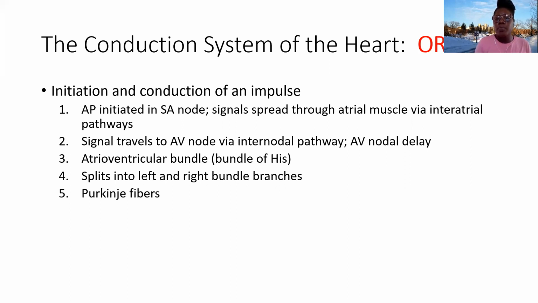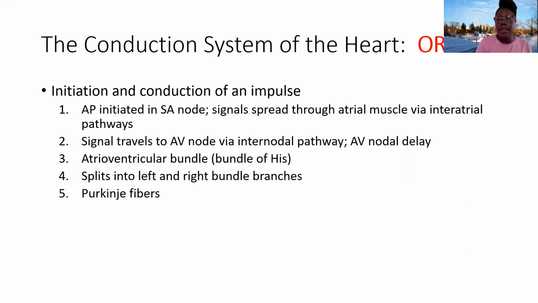Then that signal is going to spread throughout the atrial muscle via the interatrial pathways, or the internodal fibers, and then it's going to go to the AV node. After both atria are contracting, then it arrives at the AV node.